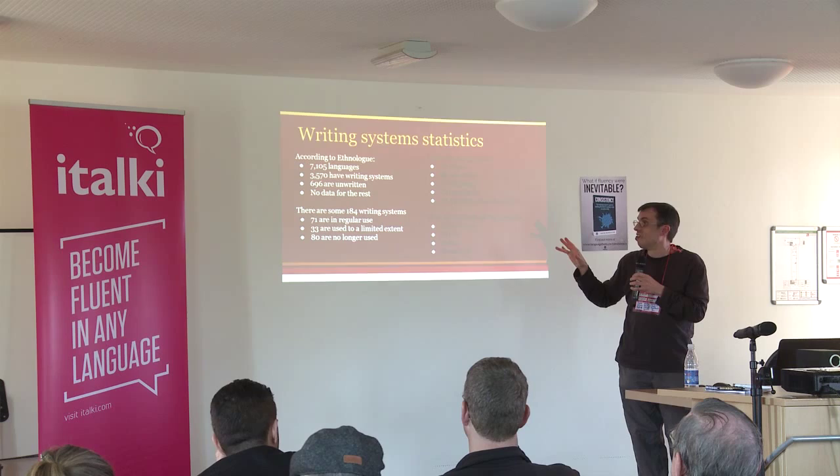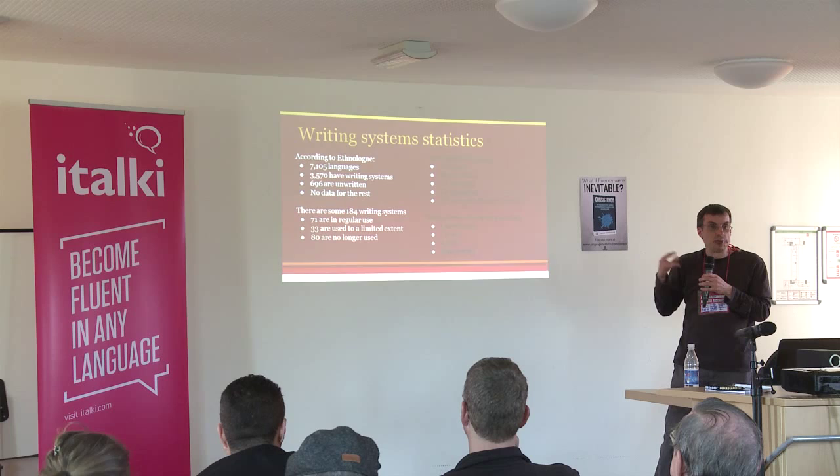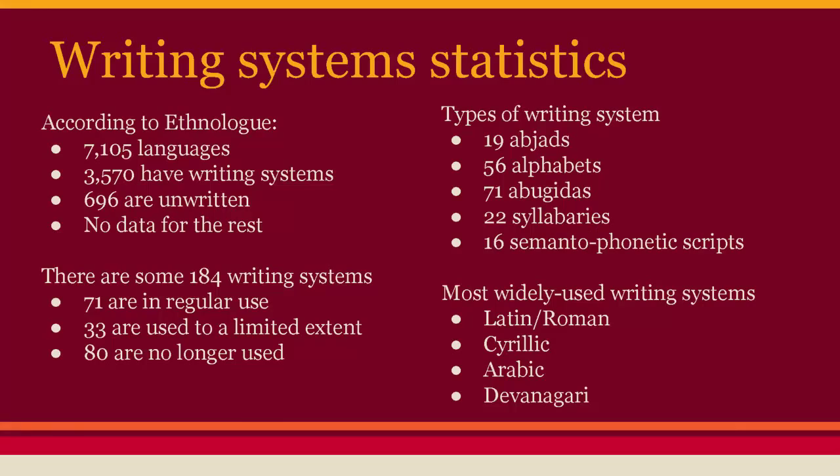So at least half the world's languages have a way of writing them, and the other half don't. But many of them, if they'd been studied by linguists, they would have made a way to write them, either with the IPA, the International Phonetic Alphabet, or they might have devised their own system.